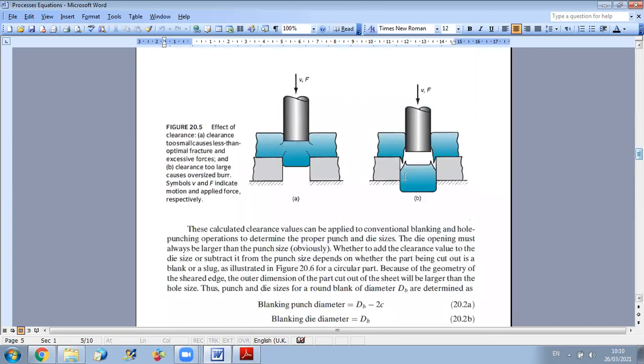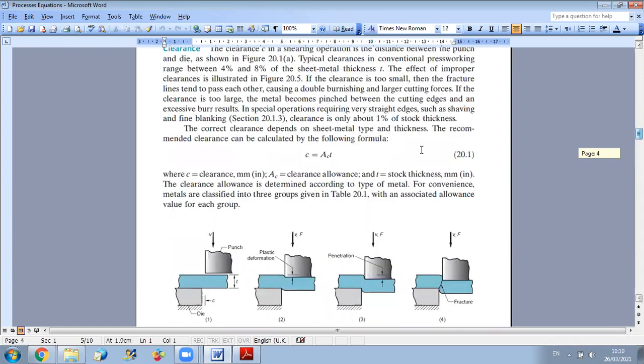As you can see in figure A, you have the case of small clearance. When you have small clearance, you will have excessive forces acting on your work part, which is not appropriate. On the other hand, if you have a very large clearance, more than required, then the cutting operation will not be optimal, and you will have oversized work. So we should use a value of clearance calculated from the following formula, and the unit of clearance is equal to the unit of t, since the clearance allowance is without unit.